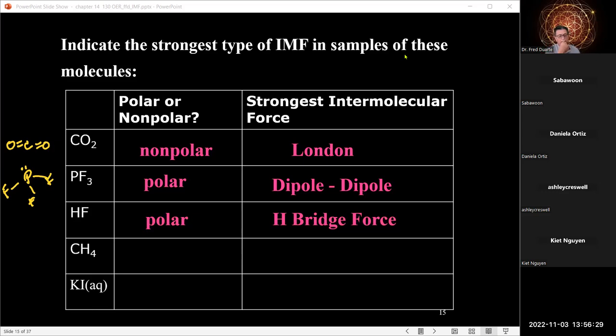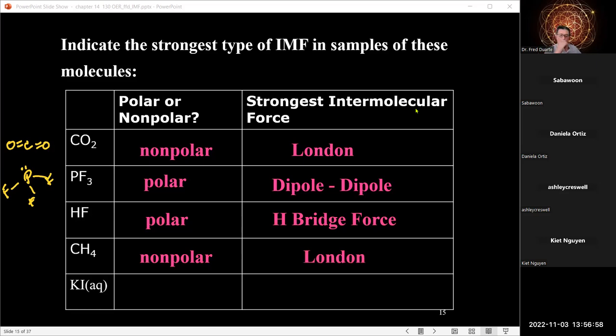All right. The next one, methane. It's a hydrocarbon, nothing but carbon and hydrogen. Remember what I stated: when you have nothing but carbon and hydrogen, then you have a nonpolar species. Okay. Once you determine it's nonpolar, you only have one choice, and that's, like we did with the first example, London dispersion forces.